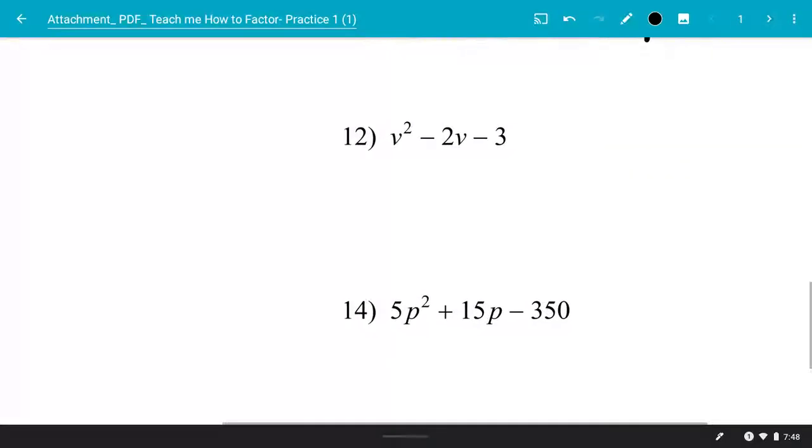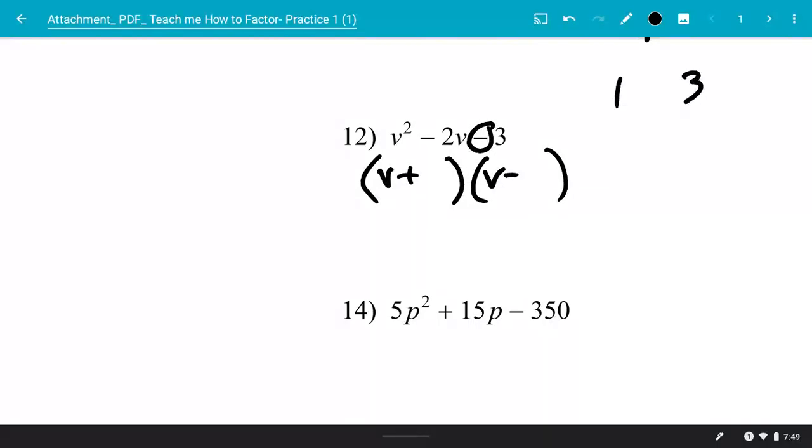Number 12. Is there a GCF? No. Is there a leading coefficient? No. So split in signs. Put a v in each. My signs are going to be opposite, so a plus and a minus. Factors of 3 are 1 and 3. My signs are opposite. I need a 2. Those come together. The larger number gets the sign from the middle, so the 3 has to be negative. Boom, there it is, factored.